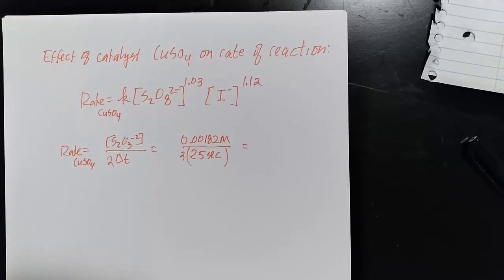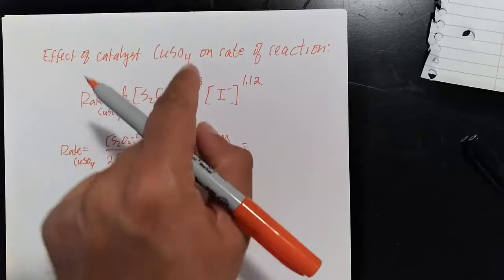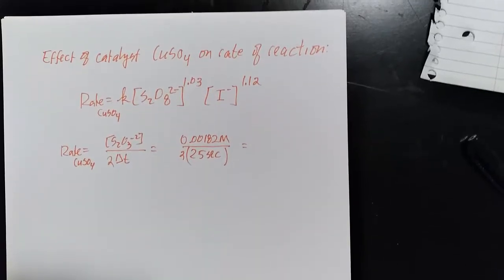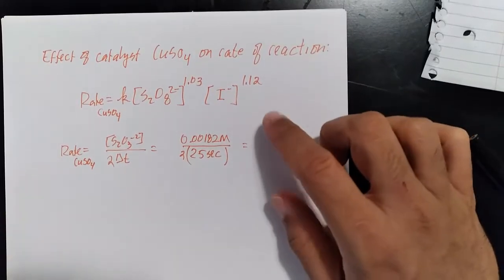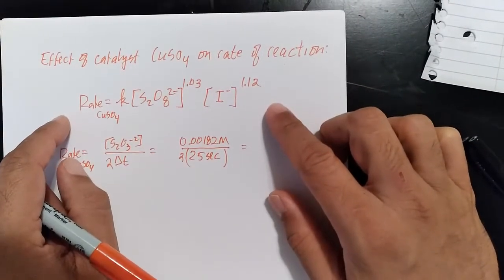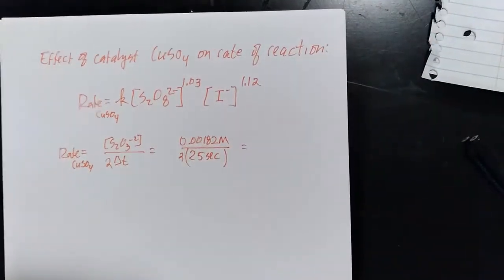Our final analysis for this post-lab has to do with the effect of the catalyst copper(II) sulfate and what it does to the reaction rate. Catalyst, as we all know, increases the rate of the reaction, but by how much? So here's our rate law, whether it's with copper sulfate or without copper sulfate.